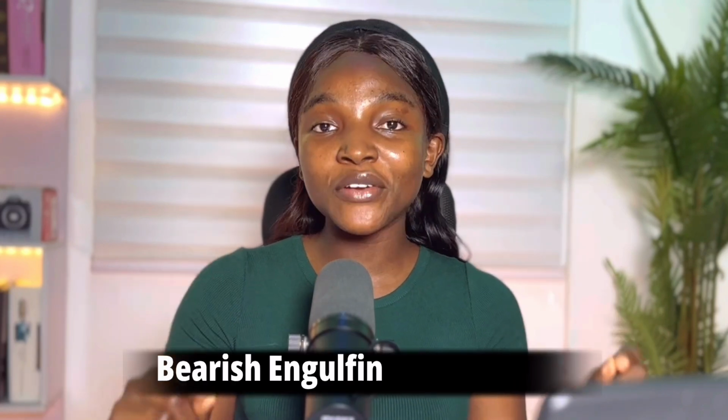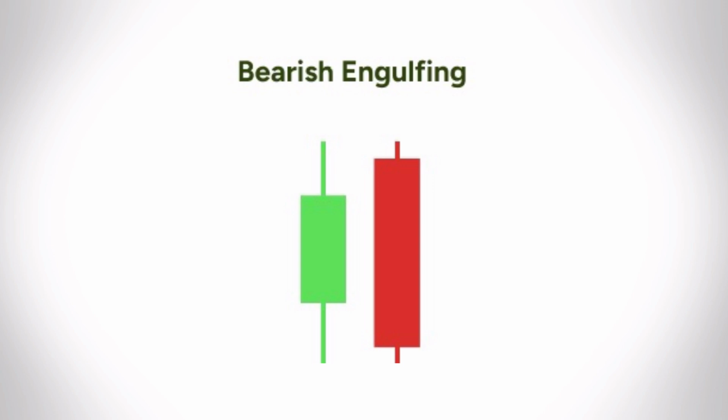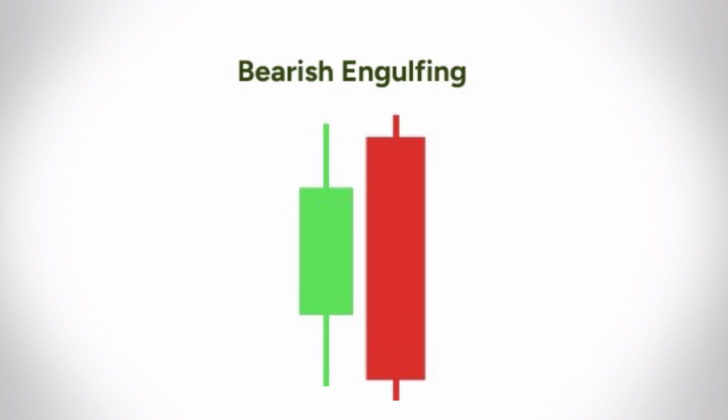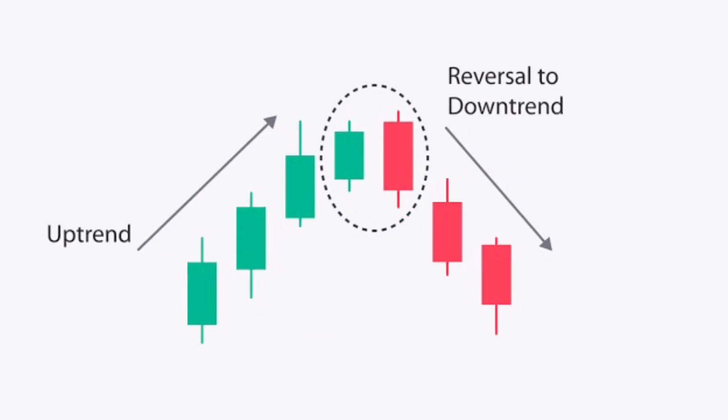market downtrend. Now that we have this out of the way, let's start with our first candlestick pattern, the bearish engulfing candlestick pattern. The bearish engulfing pattern is a 2 candlestick reversal pattern that signals a potential change in the market direction from bullish to bearish. It forms when a small bullish candlestick is followed by a larger bearish candlestick that completely engulfs the body of the previous bullish candlestick. This pattern suggests that sellers have gained control of the market, indicating a potential reversal from upward trend to downward trend.